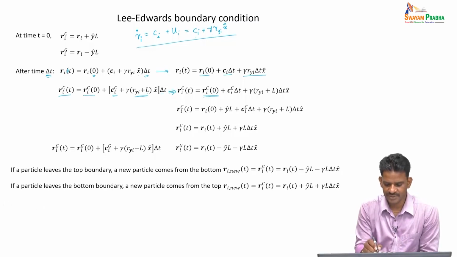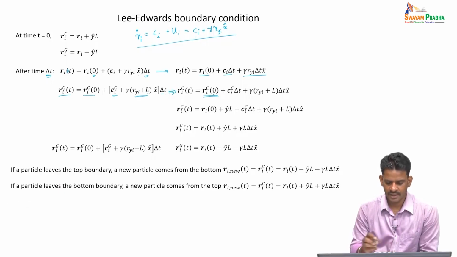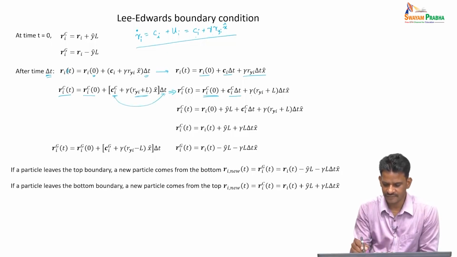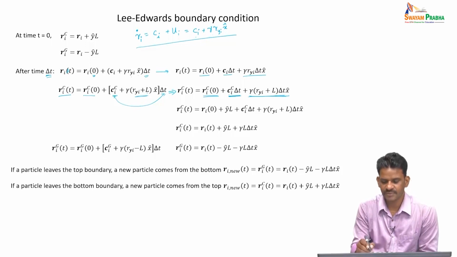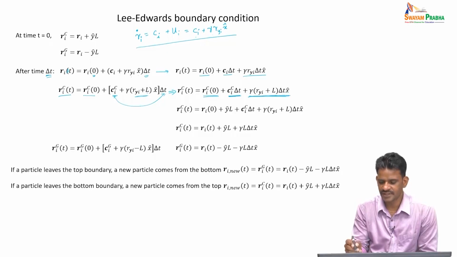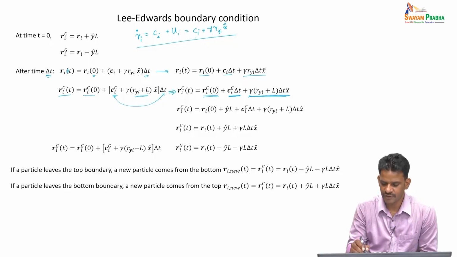So, the first term is the initial position in the periodic box C, and then we have Ci delta t, basically I am just splitting these terms up, and then we have the third term, which is due to the streaming velocity. This is a displacement because of the thermal velocity, and this is the displacement due to the streaming velocity. So, you can see that the displacement for the image at the top layer is a little more than in the central simulation box.